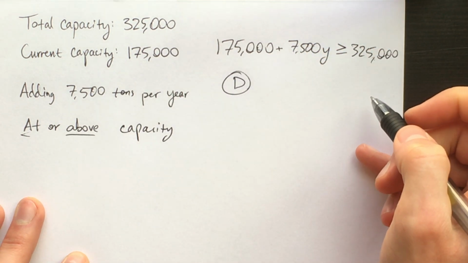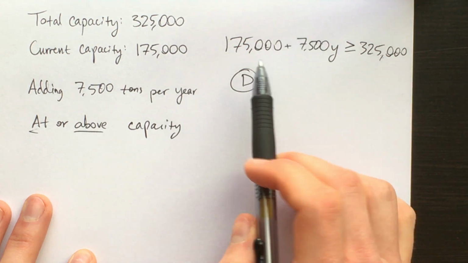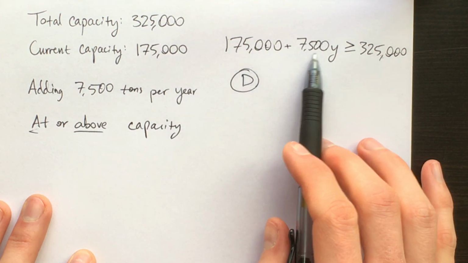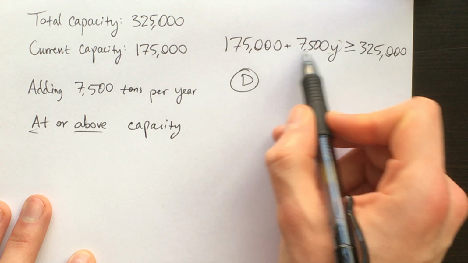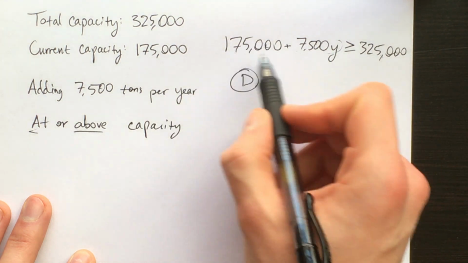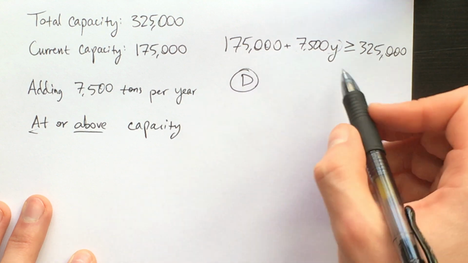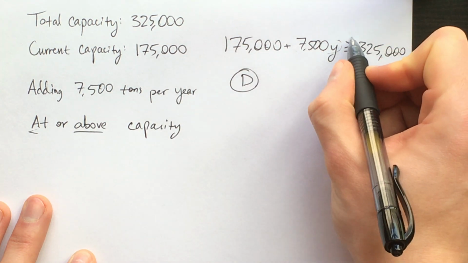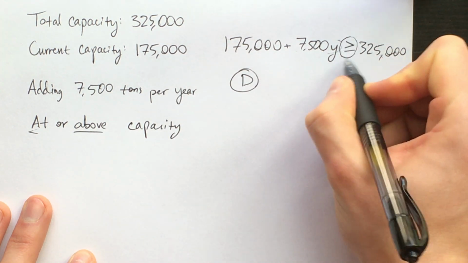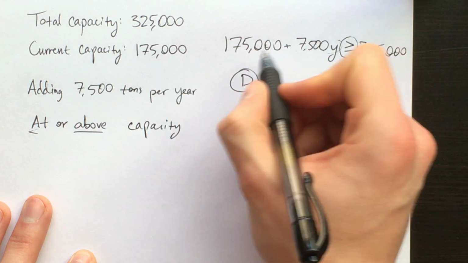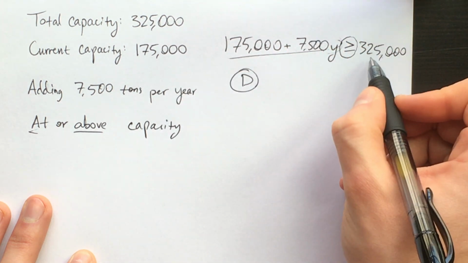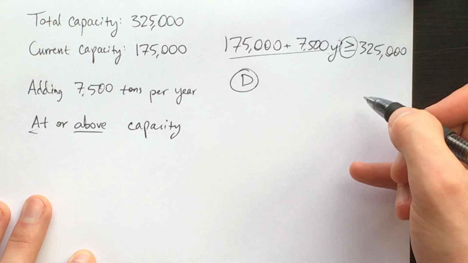And again, why does this work this way? Because we have our current amount. We're adding this much every year, right? This times the number of years, with this as our starting point. And we want an inequality that describes when it's at or above capacity. And that's really critical. That's why the sign is looking this way, because we're looking for the set of years when this is already bigger than the capacity, where it's already overflowing. So D.